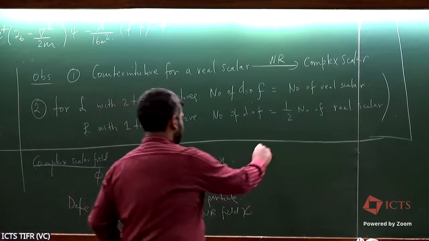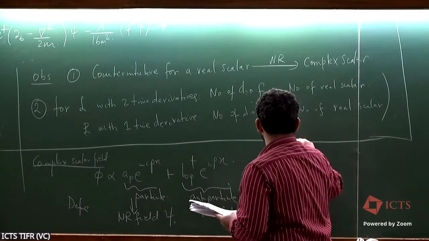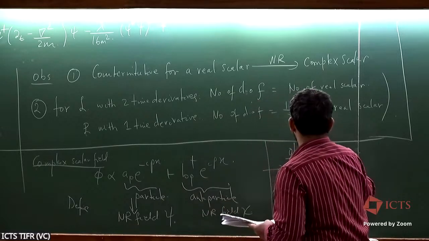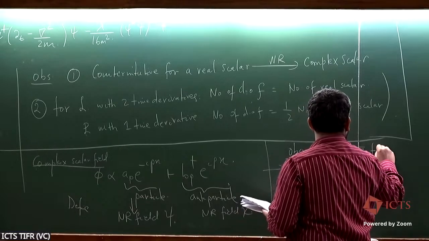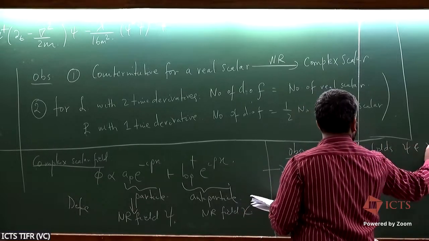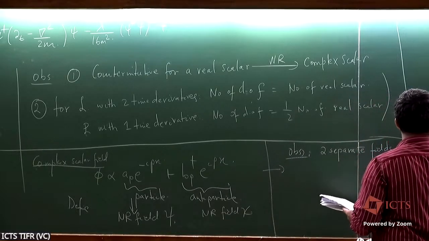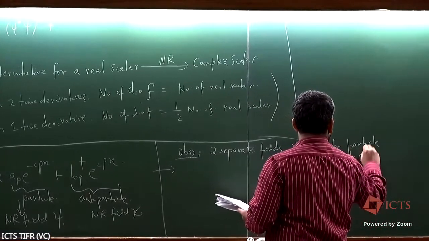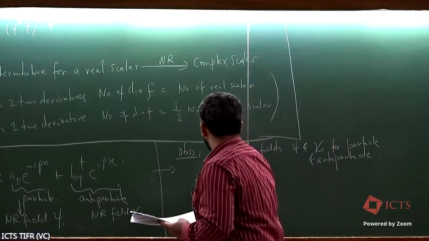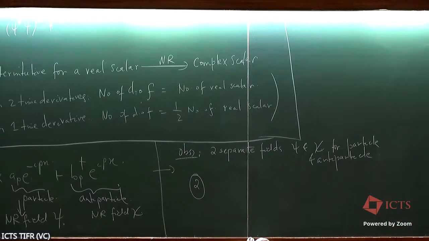So the point is, in this case, we define two separate fields, psi and chi, for particle and antiparticle. And the second point is that the number of particles or number of antiparticles in the non-relativistic EFTs are always conserved.